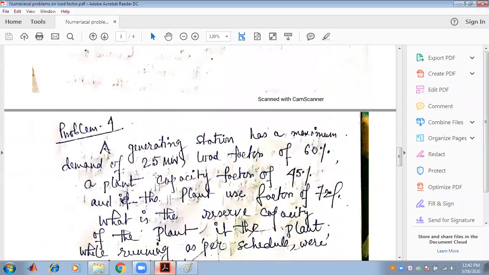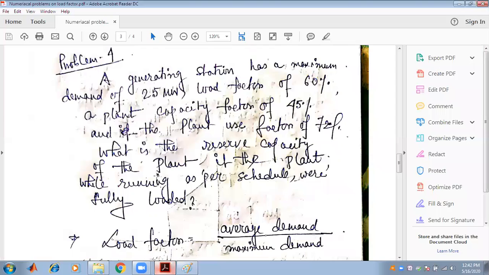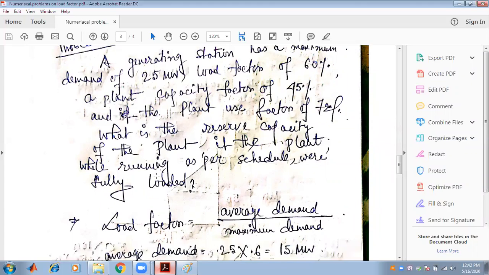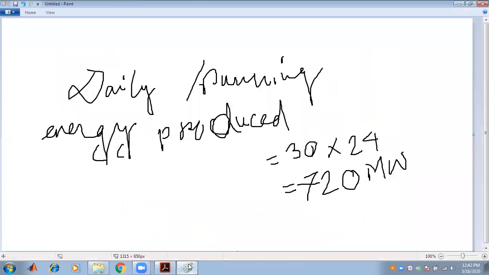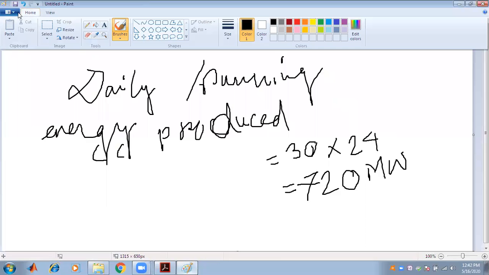Now let us take another problem. A generating station has a maximum demand of 25 megawatt, a load factor of 60%, a plant capacity factor of 45%, and a plant use factor of 72%. What is the reserve capacity of the plant? If the plant while running as per schedule were fully loaded, we have to find the reserve capacity of the plant. Okay.